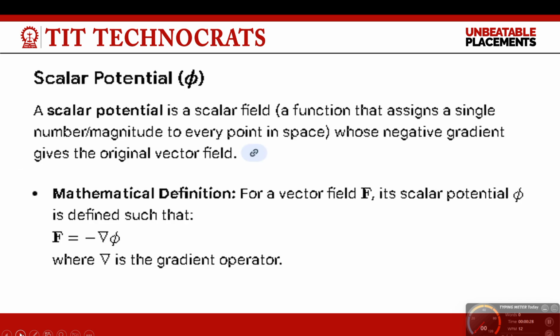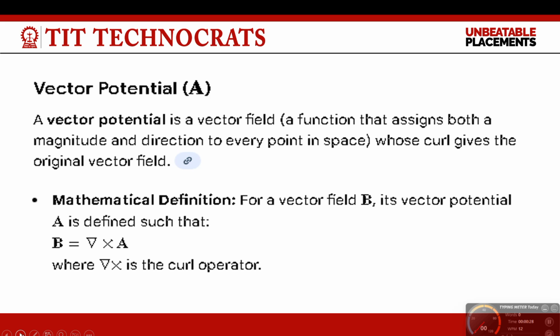Now the scalar potential. It is defined as a scalar field whose negative gradient gives the original vector field, and defined mathematically as force equals minus del phi, where del is the gradient operator. The next is vector potential. It is a vector field whose curl gives the original vector field, and defined in the mathematical form V equals del cross F, where del cross is the curl operator.